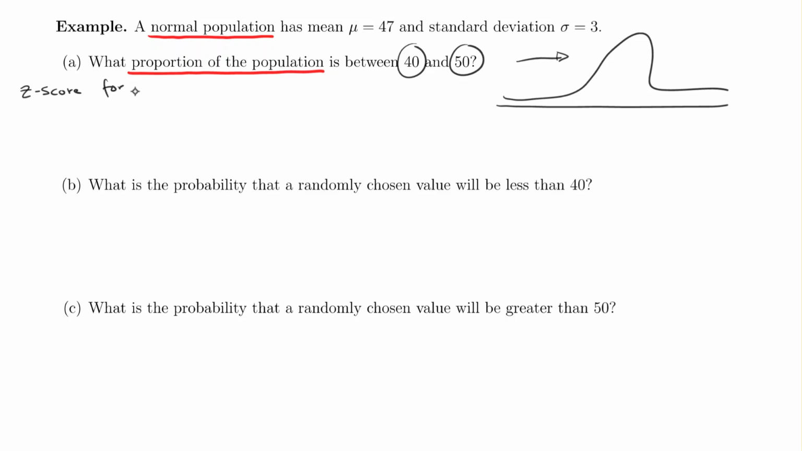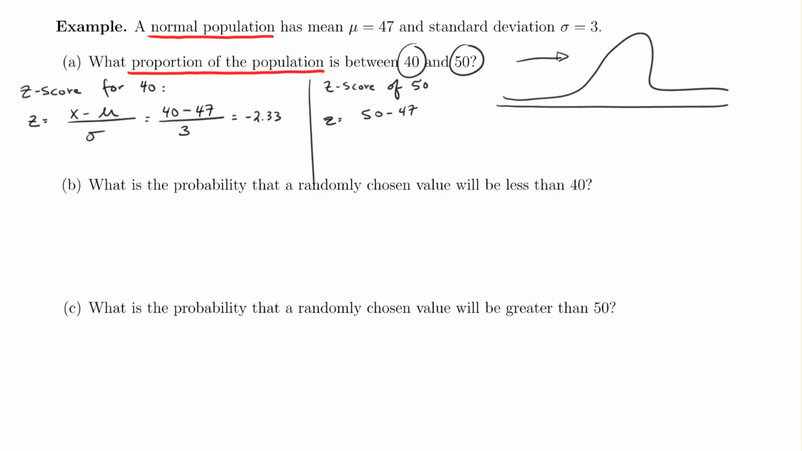Z-score for 40. Okay, by now, do we know the formula for z-score? It is z-score is data value minus mean divided by standard deviation. So for this problem, I've got 40, that's my data value, minus the mean of 47, divided by the standard deviation of 3. That is negative 2.33 to 2 decimal places. Okay, next we need z-score of 50. Z equals 50 minus 47 divided by 3. That's a z-score of 1.